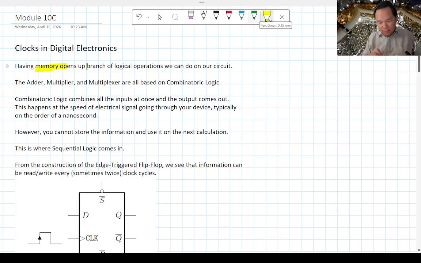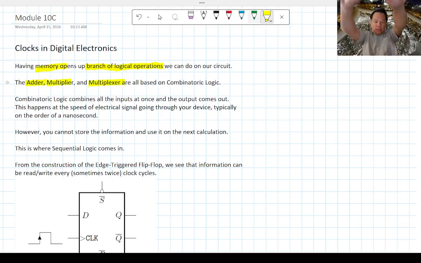As you saw in the last lecture, having memory, having the ability to remember things, is very useful. Hopefully we don't have to prove that. This really opens up a different logical branch of operations that we can do on a circuit. Remember when we did the adder, the multiplier, the multiplexer? Once your input is set, the output is always going to follow whatever that logic is. So you're adding 1 and 1, and 1 plus 1 always equals 0 with a carry of 1. That happens in one step.